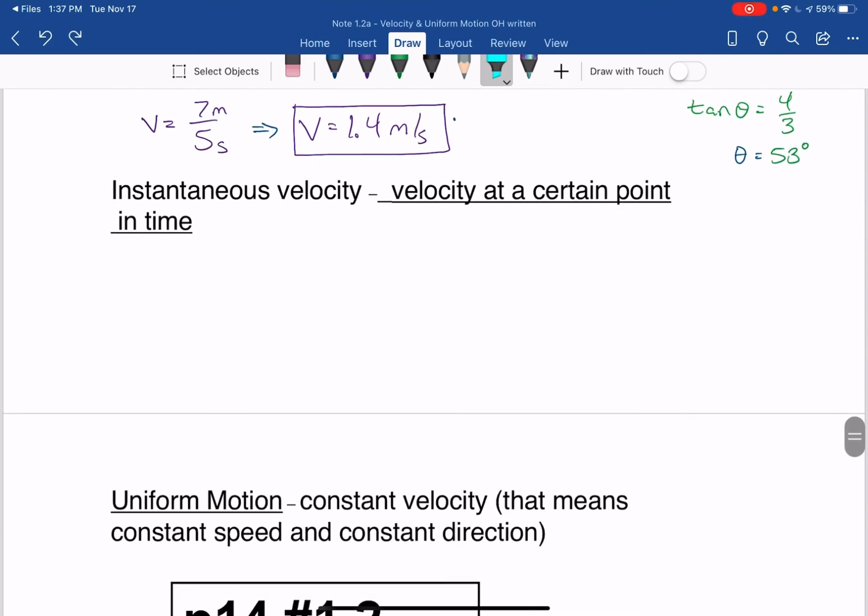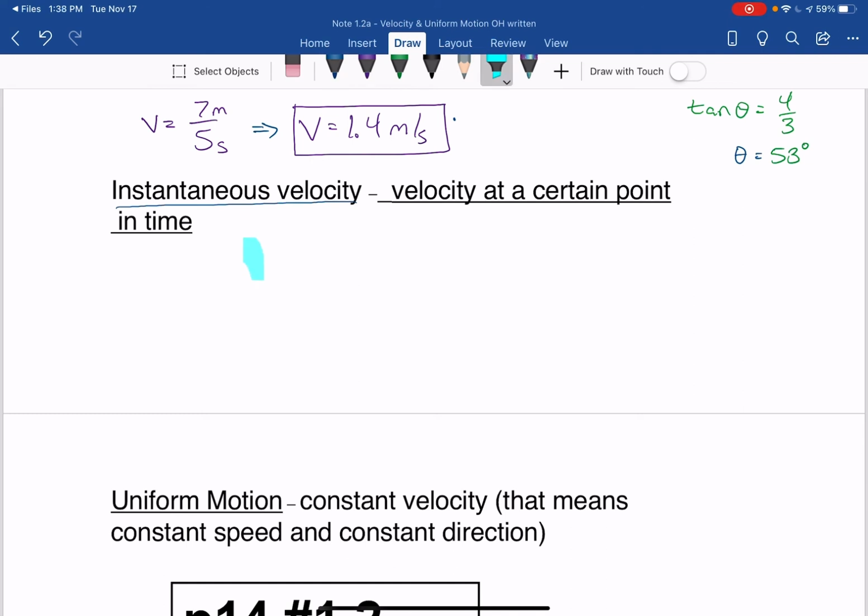A couple quick other things we can mention here. Instantaneous velocity is velocity at a certain point in time, like a certain instant. If you get pulled over by the police for speeding, they don't care about your average velocity, including when you were stopped at the red light and driving slowly through the McDonald's drive-thru. All they care about is how fast you are going right now, at this instant, when they put their radar gun on you. That's the instantaneous velocity.